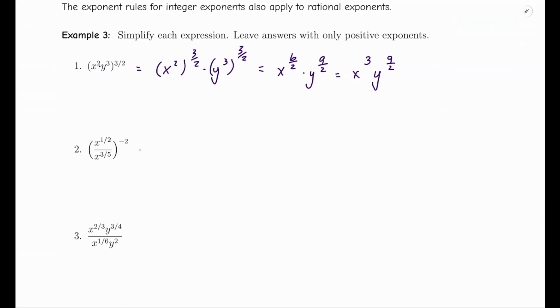2, x to the 1 half divided by x to the 3 fifths, all to the negative second power. Well, that'll become x to the 1 half minus 3 fifths, oh, I forgot the negative 2 there. And then that becomes x to the negative 1/10 to the negative 2, which becomes x to the positive 2/10, or x to the 1/5.